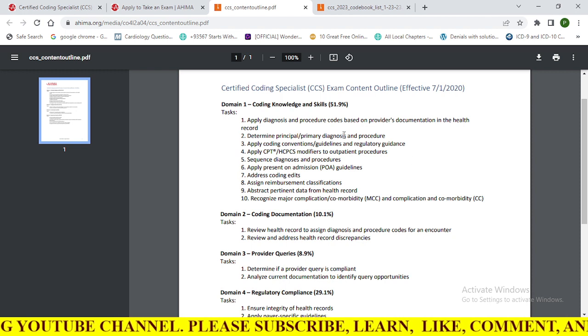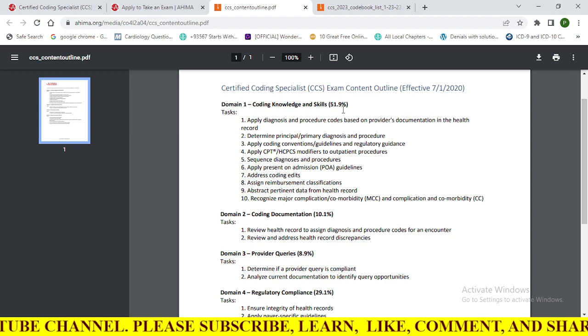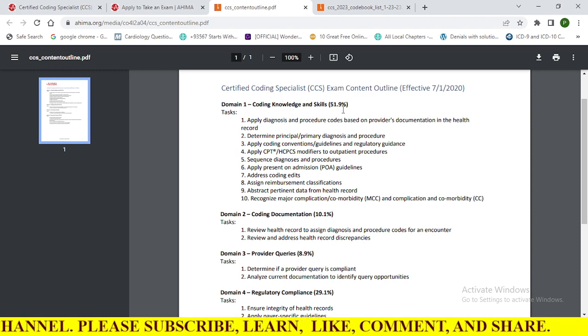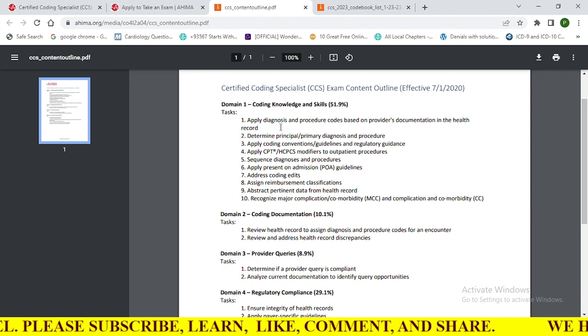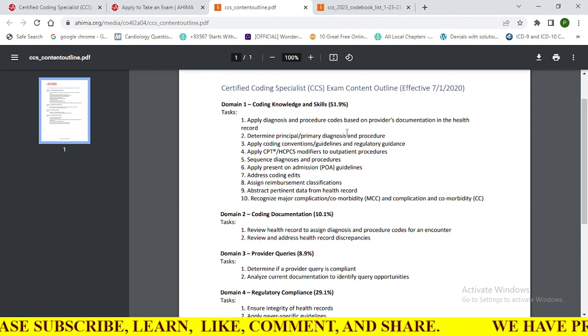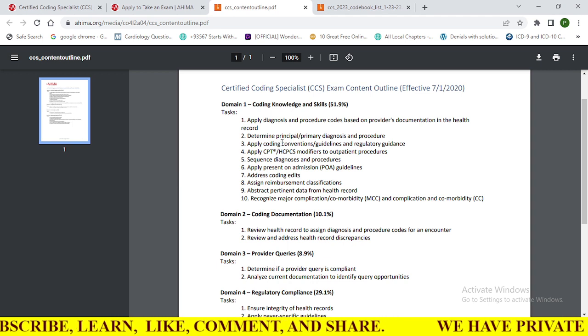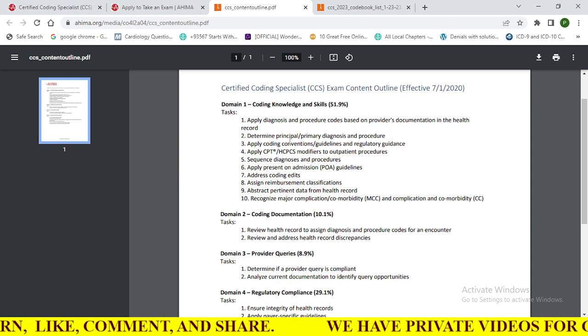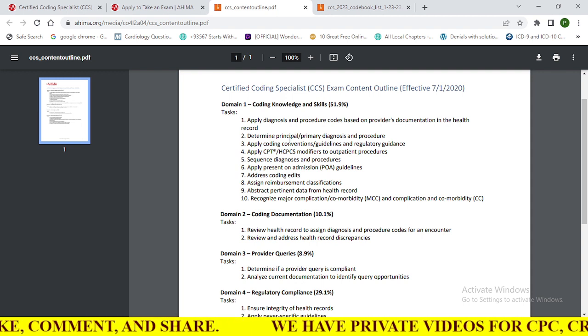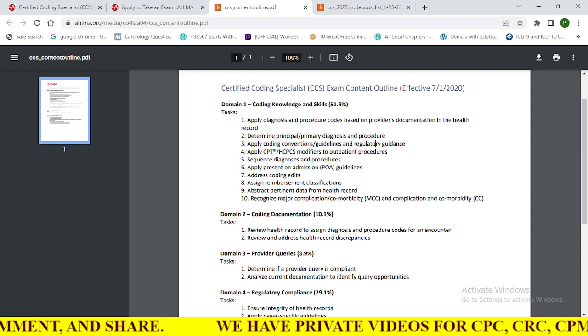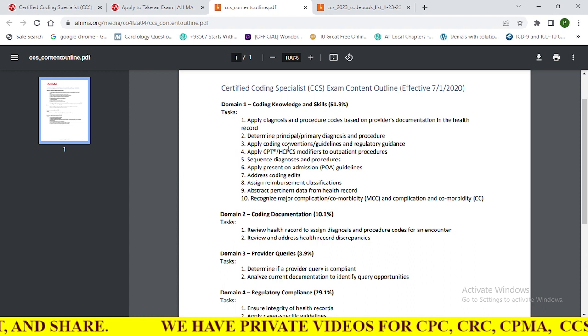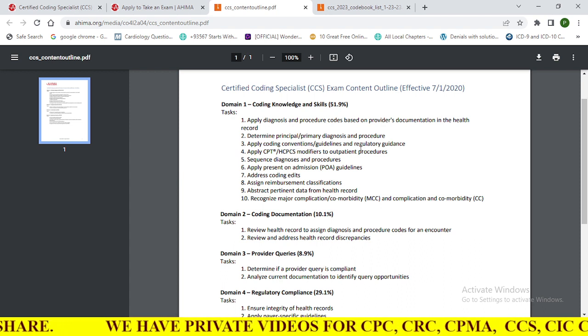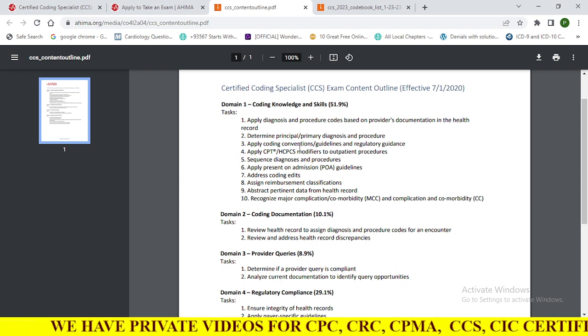Domain 1 consists of coding knowledge and skills. It will consist of 51.9 percent of the questions. Here you need to apply diagnosis and procedures. We need to identify the principal and primary diagnosis and procedure. As all of us know, in the inpatient setting we have a principal diagnosis as well as a principal procedure. The next one is to apply coding conventions, guidelines and regulatory guidance while coding.